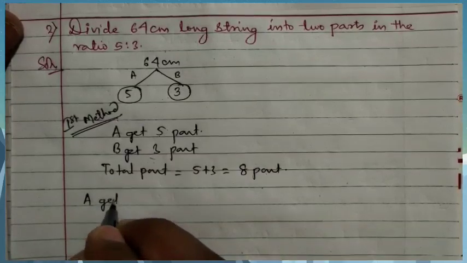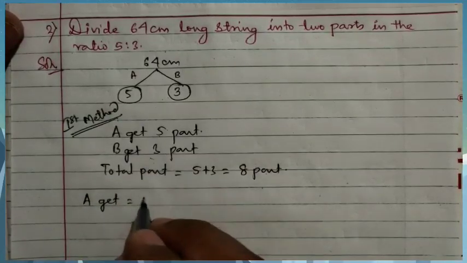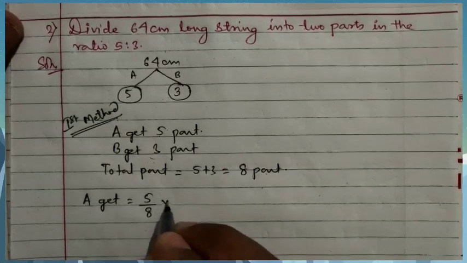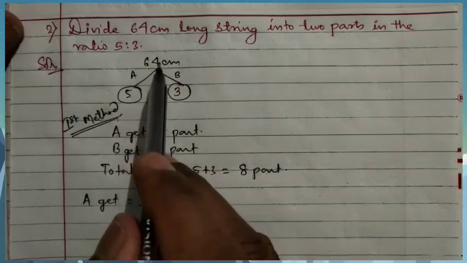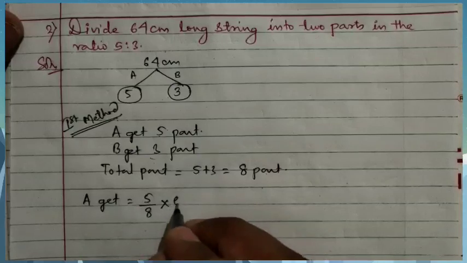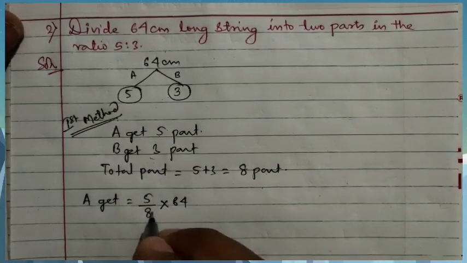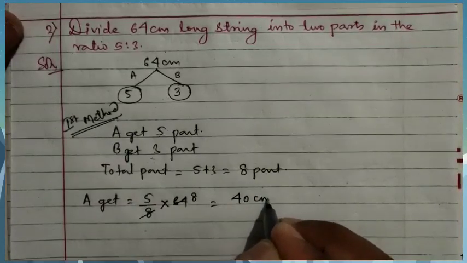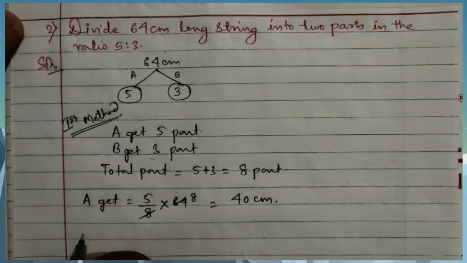Now how will we find it? How much will A get? A will get 5 parts divided by total parts 8, into the length which they are going to divide, that is 64. Now we reduce: 8 eights are 64, 5 eights are 40. Therefore A will get 40 centimeter.